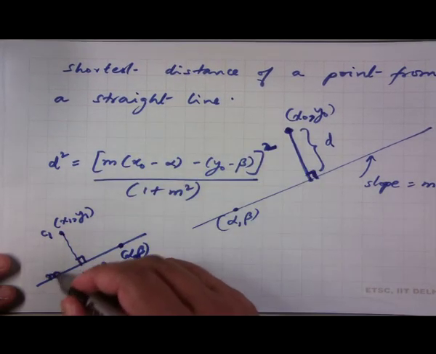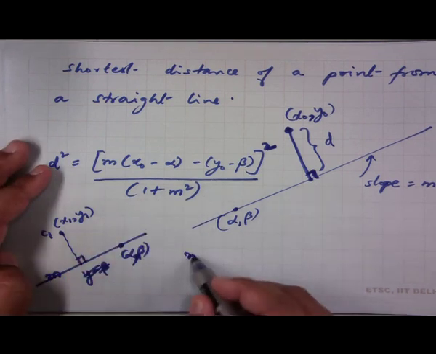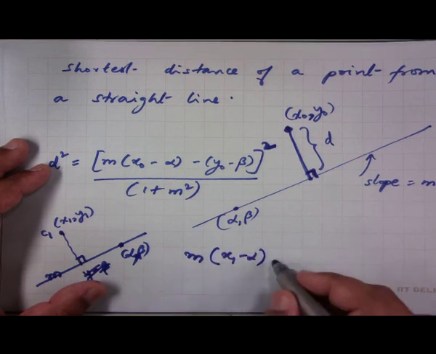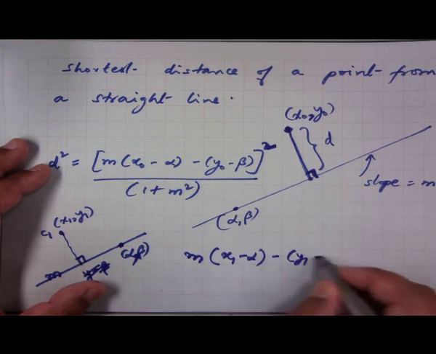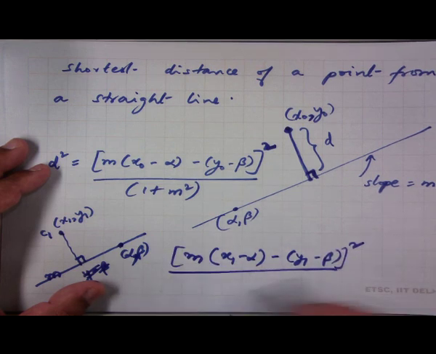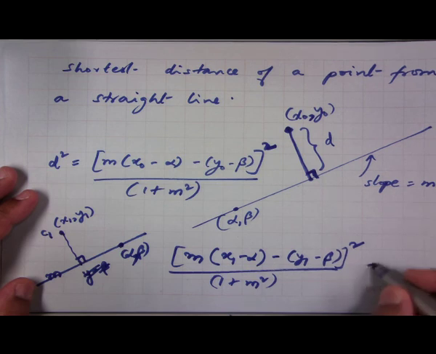We have already said that the slope is m. So, the squared distance will be equal to m times (x1 minus alpha) minus (y1 minus beta), whole square, divided by 1 plus m square. So, this is the squared distance, and this has to be equal to r1 square.